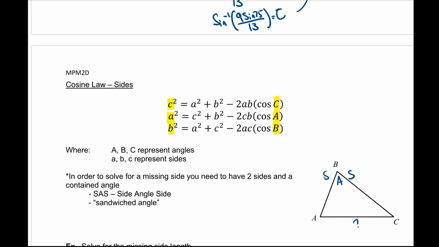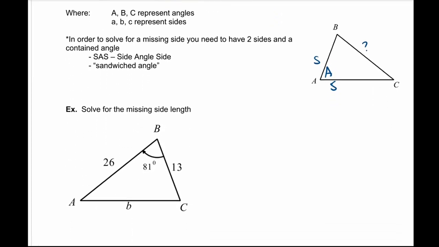So again, it doesn't matter which sandwiched angle you have. Just keep in mind that that's what you need in order to solve for a missing side. And it should be pretty clear that it won't be sine law, because with sine law you're looking for a full pair and half a pair. So in this example, we want to solve for the missing side length, which is B. We do have that side-angle-side sandwich, so this works for cosine law.